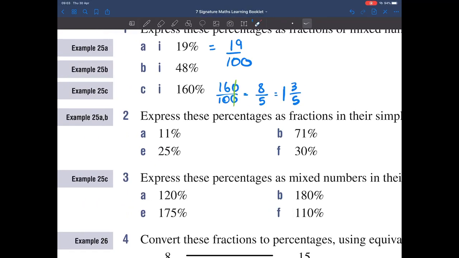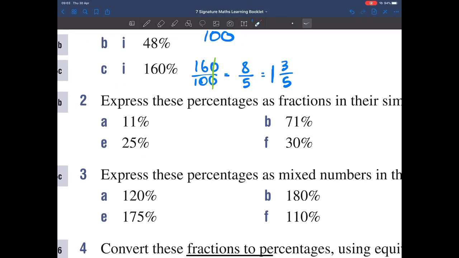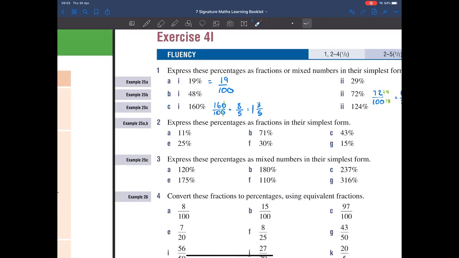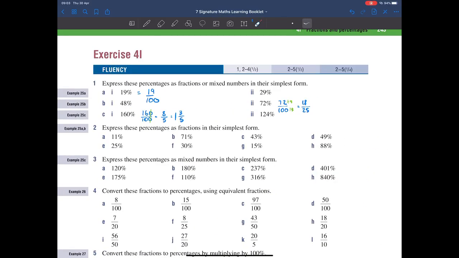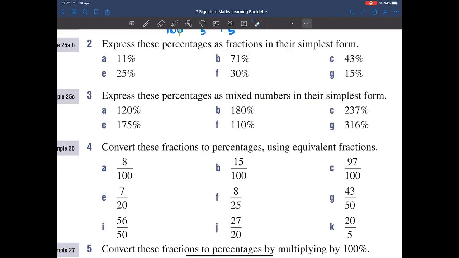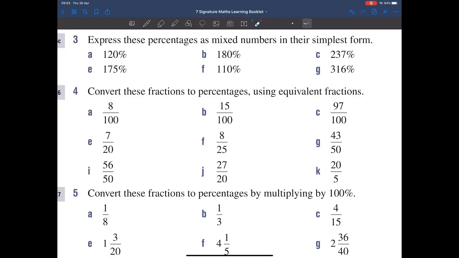Similar scenarios with question 2. It's pretty much the same thing. Here we go. Let's do question 4. Question 4 is actually the opposite. We're going from fraction to percentage. So, where we divided by 100 previously, could anyone, again, in the chat explain how we do all of these questions in question 4? How do you go from a fraction to a percentage? Let's see if anyone can respond.